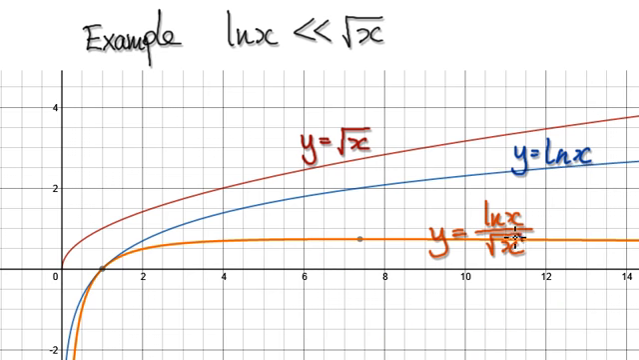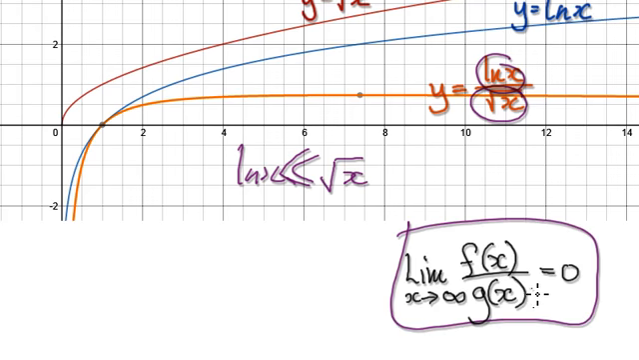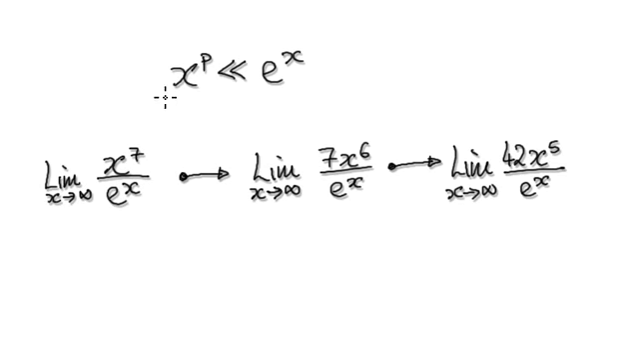So we can say the square root of x is a lot bigger than the natural log of x. If this is satisfied, then you can say that this function will be a lot bigger than this function as x tends to infinity. So another example, and we've seen this in the past, this function will always be bigger than this function for any p greater than 0.